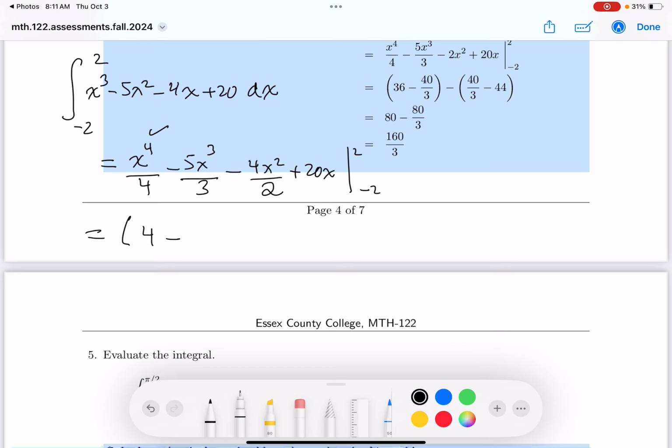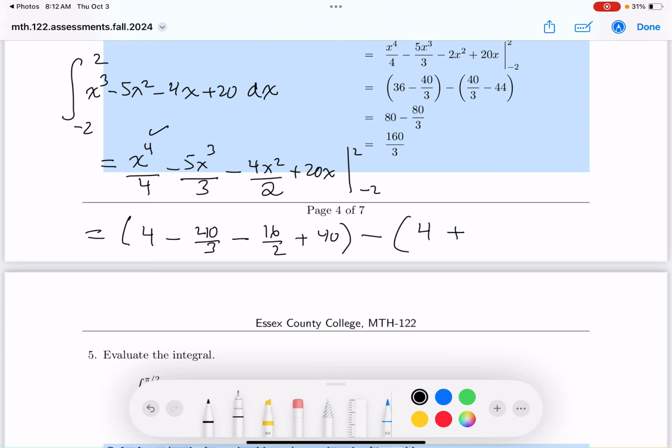All right, let's do the next one. Minus, 2 cubed is 8, and 5 times 8 is 40. That's 40 thirds. Minus, I'm still doing the 2, by the way. 2 squared is 4. 4 times 4 is 16. And then I get 40. All right? Minus, let's do the lower limit, and I will do the arithmetic. That's going to give me, let's see, minus 2 to the 4th power is 16 over 4. Well, that's pretty simple. That's 4.